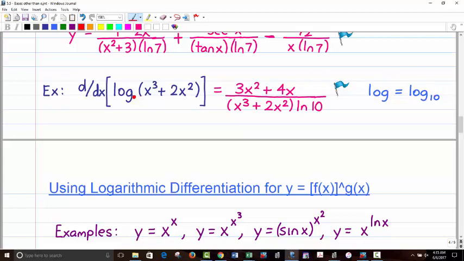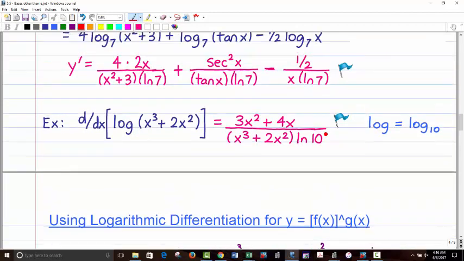Anytime that you do not see a base there for a logarithm, it is implied base 10. It's kind of like when you see a radical and there's no number outside that radical, that's implied square root. So same thing here. This is implied base 10. You might think, hey, there's no base there, but there is base 10. So ln of 10 will go on the bottom.